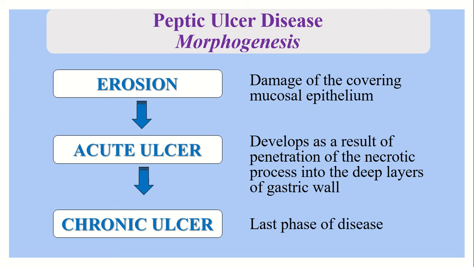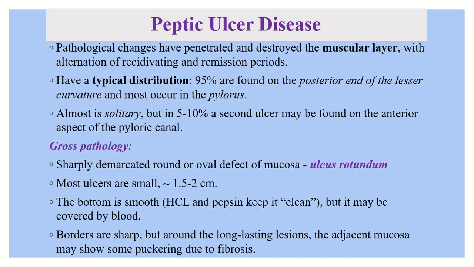First stage is erosion. This is the damage of the covering mucosal epithelium. Second, the acute ulcer stage that develops as a result of penetration of the necrotic process into the deep layers of the gastric wall. And finally, the chronic ulcer, as we said, that is the last phase of the disease. The pathological change during peptic ulcer disease can penetrate and destroy the muscular layer with alternating recidivating and remission periods. Peptic ulcer disease has a typical distribution. 95% is located in the posterior end of the lesser curvature and most occur in the pylorus, because this is the way of the food.